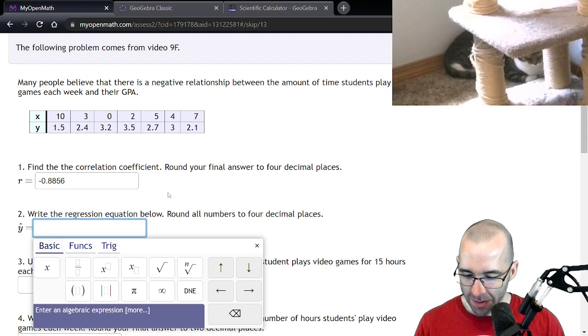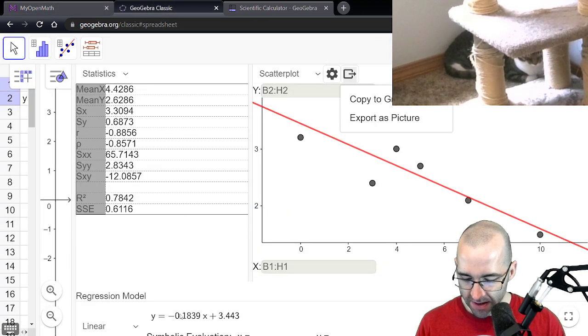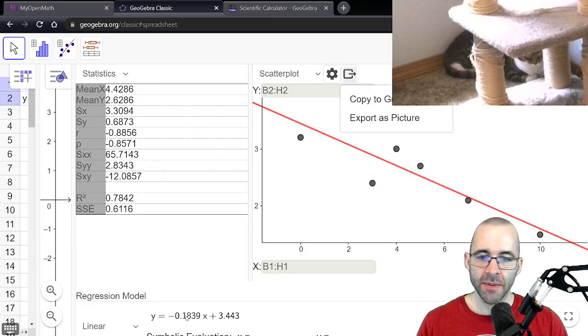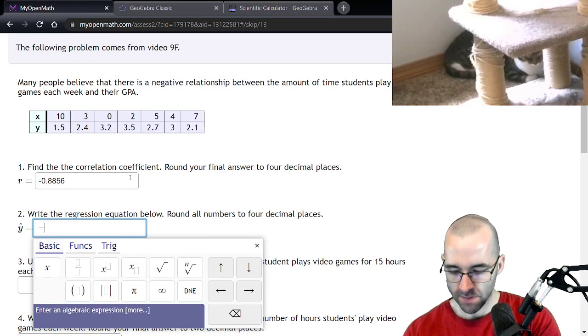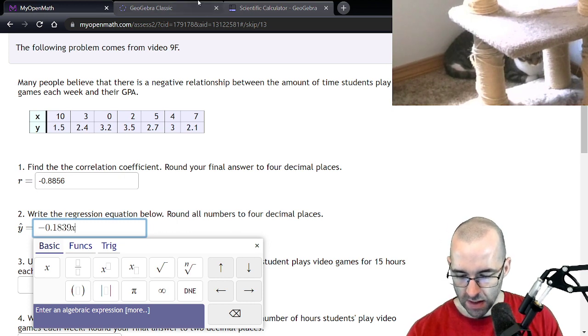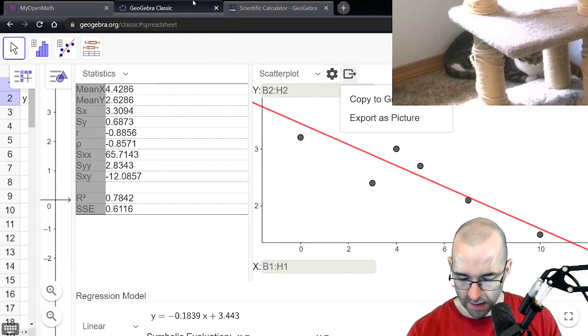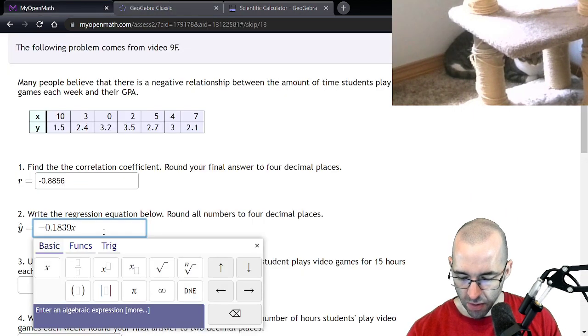Write the regression equation below, rounding to 4 decimal places. We're just going to copy this down here. Negative 0.1839 x plus 3.443.